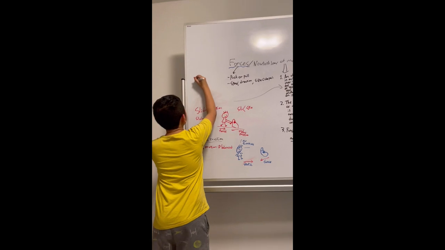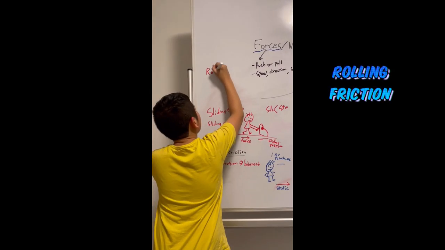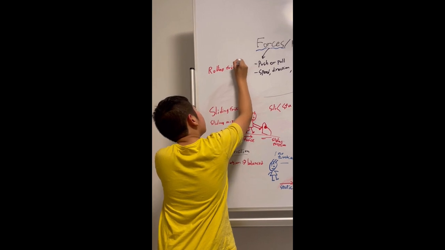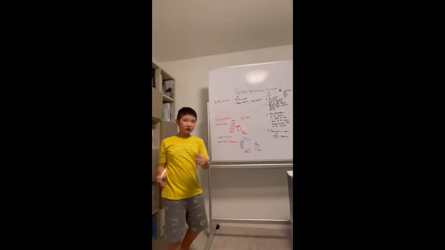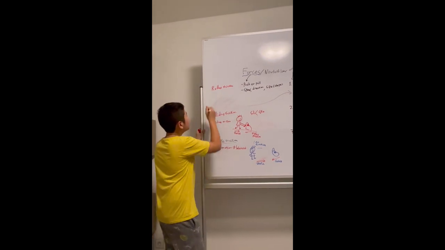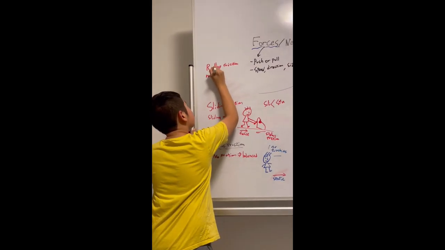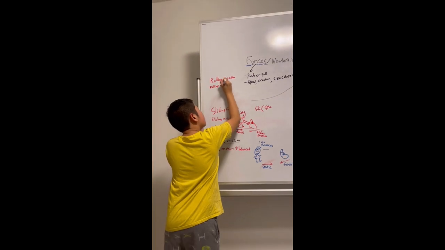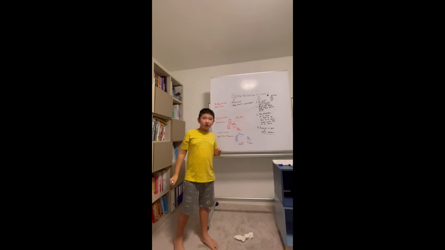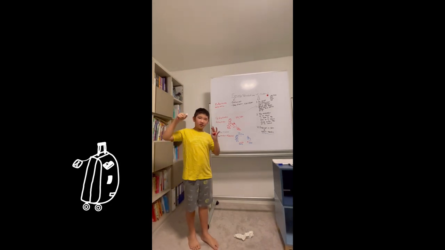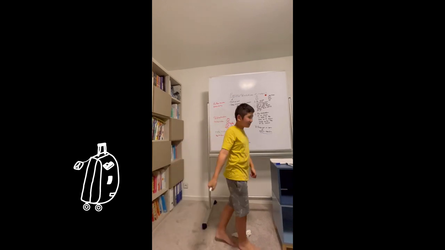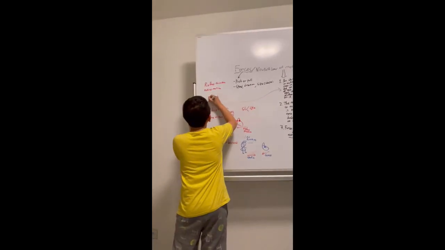Now here I got rolling friction. Not you rolling like this, but rolling friction like wheels, no? So it's rolling motion. For example, like a carrier, when you're going on a trip, you bring a bag with four wheels on it, so that you can drag it like this. That's a really good example.